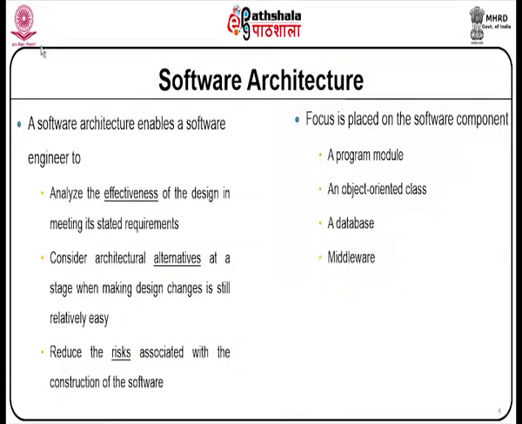Software architecture. A software architecture enables a software engineer to analyze the effectiveness of the design in meeting its stated requirements, consider architectural alternatives at a stage when making design changes is still relatively easy, and reduce the risks associated with the construction of the software. Focus is placed on the software component: a program module, an object oriented class, a database, middleware. We follow the divide and conquer principle.